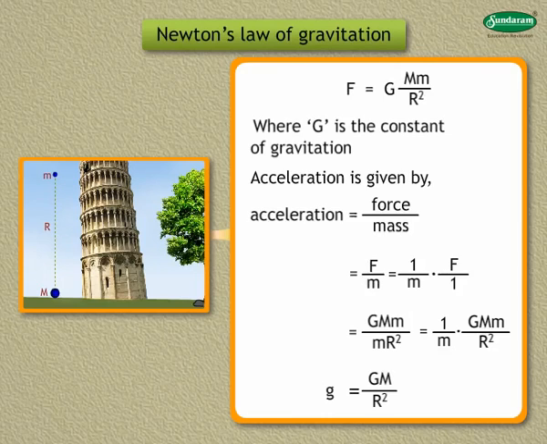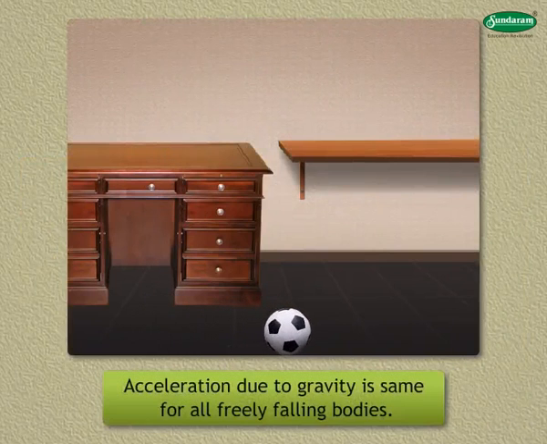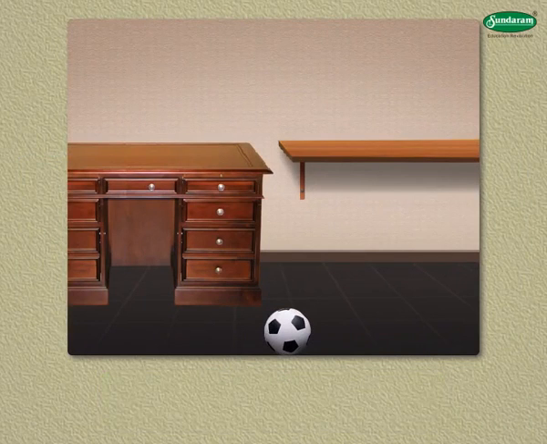From the above relation, acceleration depends on M, which is the mass of the Earth, and r, which is the height of the object from the center of the Earth. It does not depend upon the mass of the falling object. Thus, acceleration due to gravity is the same for all freely falling bodies. Students, now let us proceed further into the value of g and see its variations.